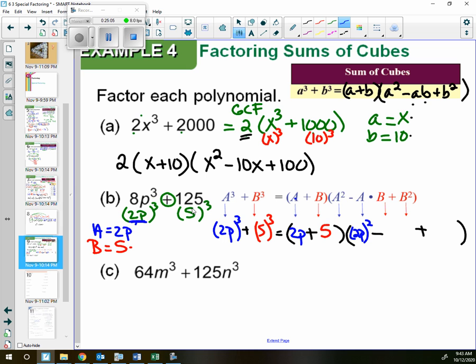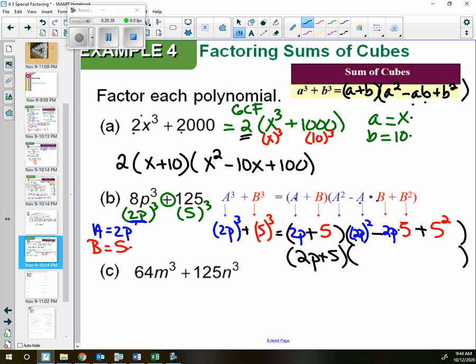The middle term in this trinomial is a times b, so 2p times my b value, b is 5. So 2p times 5 in the middle, and then plus b squared. Well, b is 5, so 5 squared. So the only things we're really doing is trying to clean up a little bit what's going on in that trinomial. So for this first binomial, we're good, 2p plus 5. And then let's clean up the trinomial a little bit.